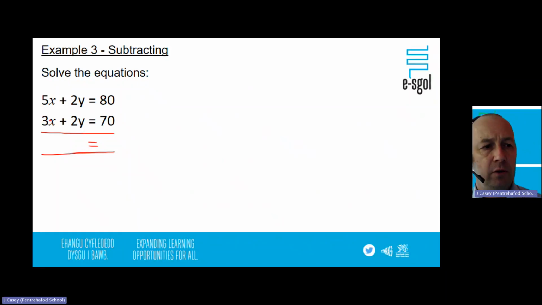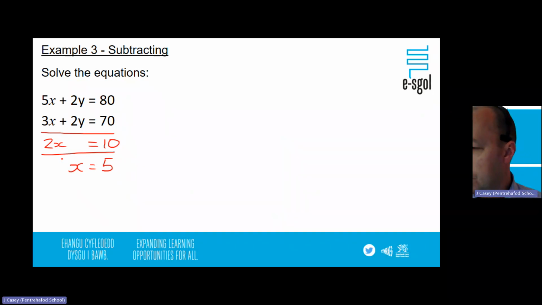So I'm going to do 5x take away 3x, which is 2x. 2 take away 2 is nothing. The y's are gone. The 80 take away 70 is 10. So I've got 2 times something is 10. So 10 divided by 2 will get me the answer. The value of x is 5.